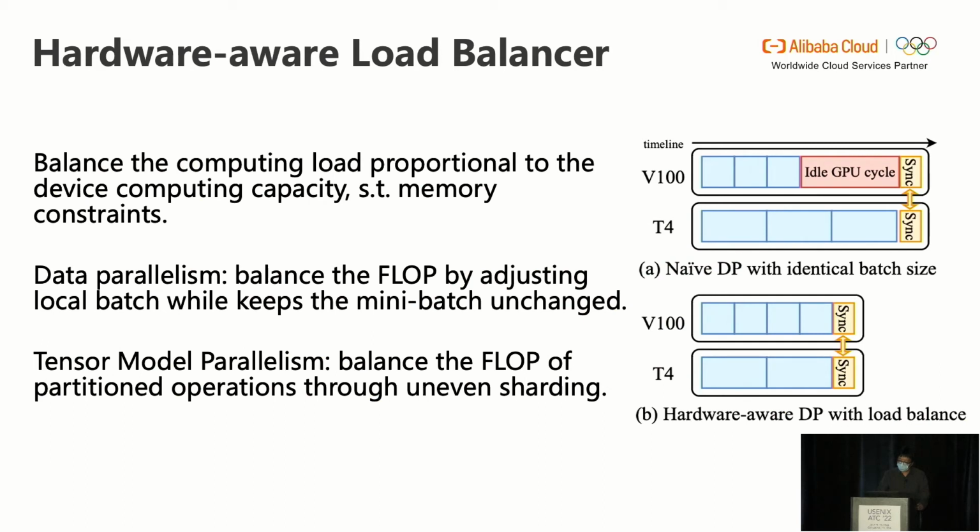Here we describe how we utilize the hardware to balance the workload among task graphs, which achieves high performance even in heterogeneous GPU clusters. In general, we try to balance the computing workload proportional to the device computing capacity, subject to the memory constraint. For data parallelism, we balance the flops by adjusting the local batches while keeping the mini batch unchanged. For tensor model parallelism, we balance the flops of partitioned operations through uneven sharding.